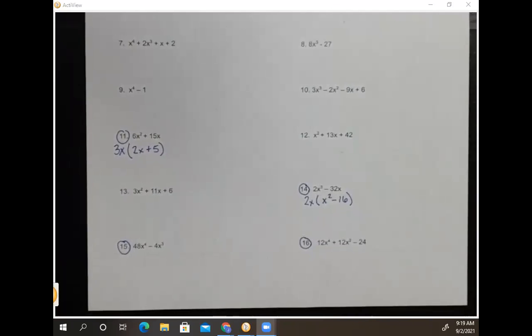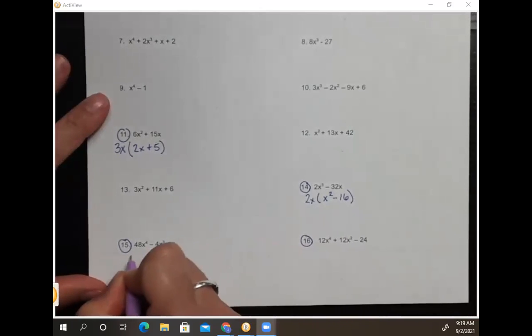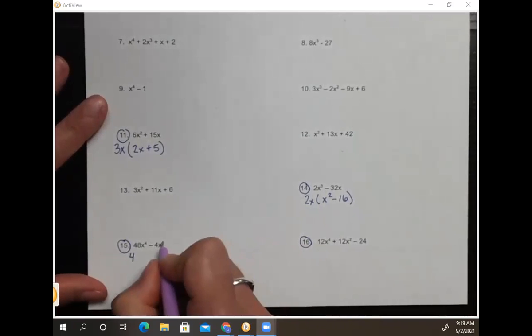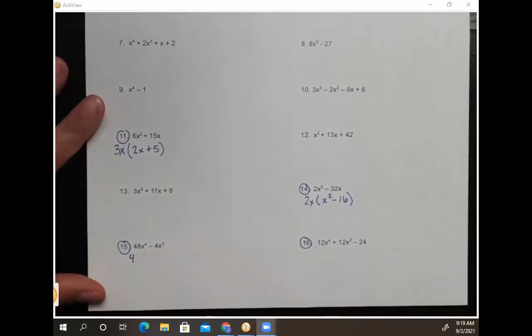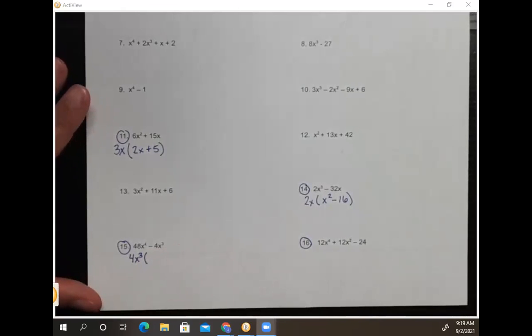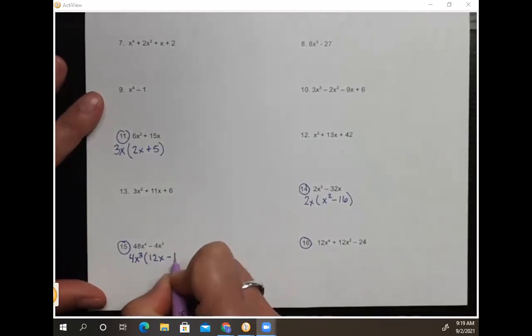What's my GCF for 15? The coefficients are both divisible by 4, and then both of these terms have x's. They also have exponents. So remember, I can pull out as many x's as the smallest exponent. So I can pull out an x cubed here. And then that would leave me with 12x minus 1.